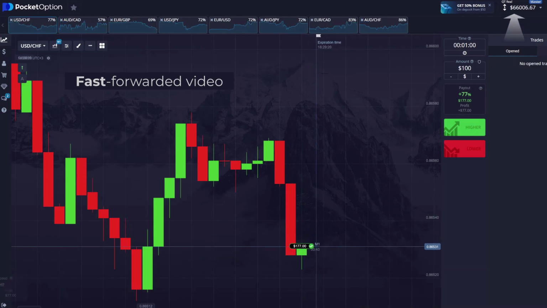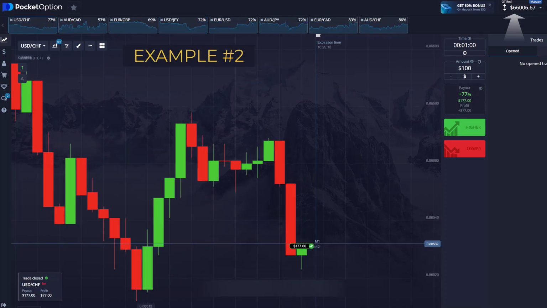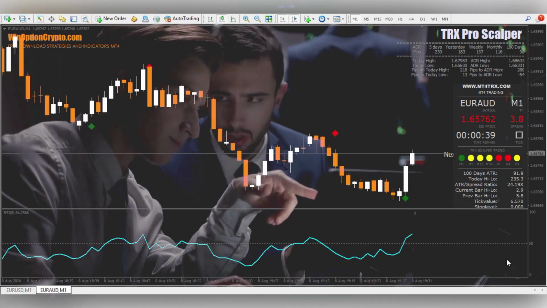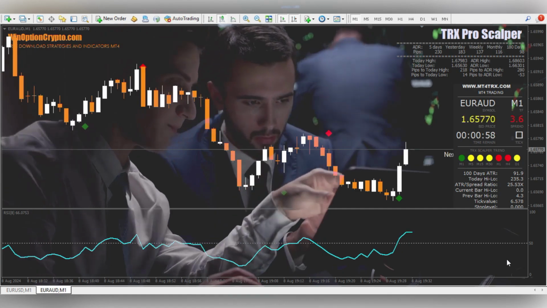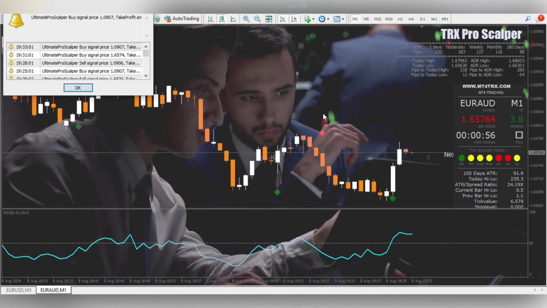Thus, we see in real examples that TRX Pro Scalp offers an interesting approach to trading due to its versatility, allowing you to customize signals for different trading styles, and the presence of an alert system and relative ease of use make it attractive to many traders.